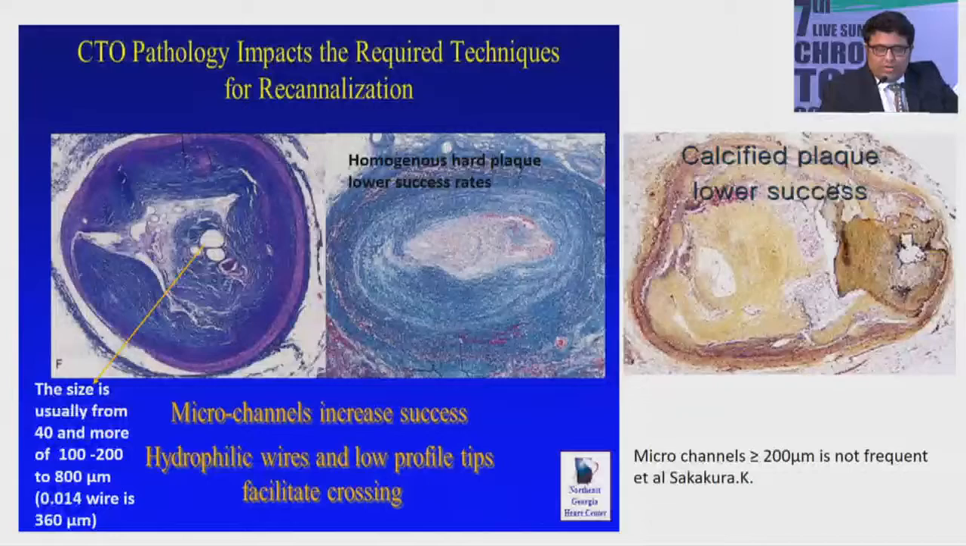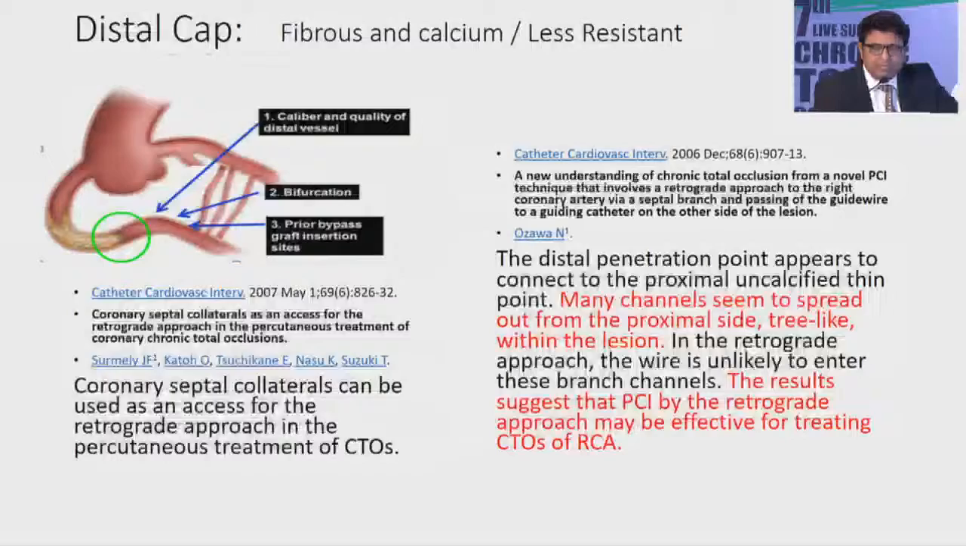By Sakakura, this is a slide showing how the microchannels are seen. They are usually from 40 microns and can extend up to 800 microns. So microchannels no doubt increase the success with hydrophilic wires, and low profile tips facilitate the crossing. But a calcified plaque is of concern, with lower success.